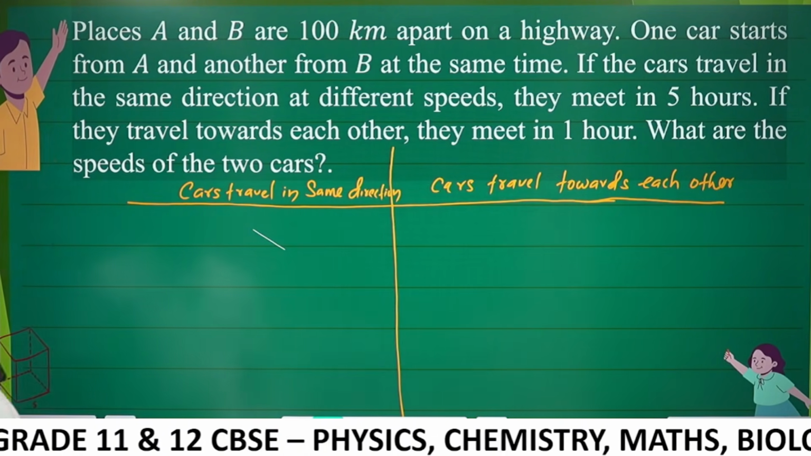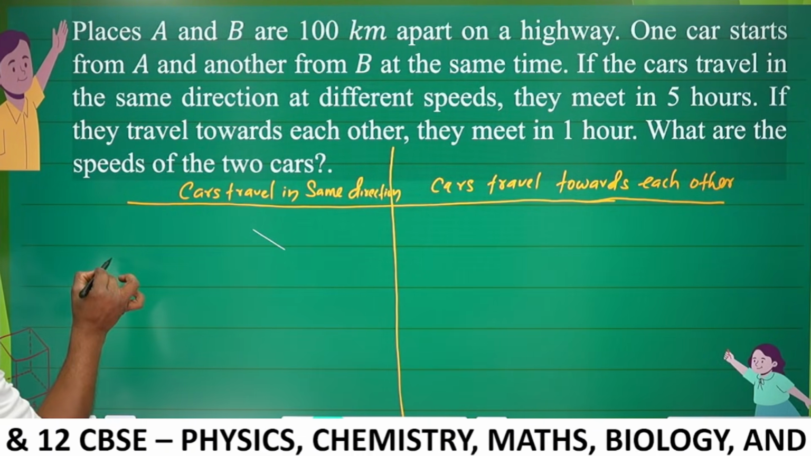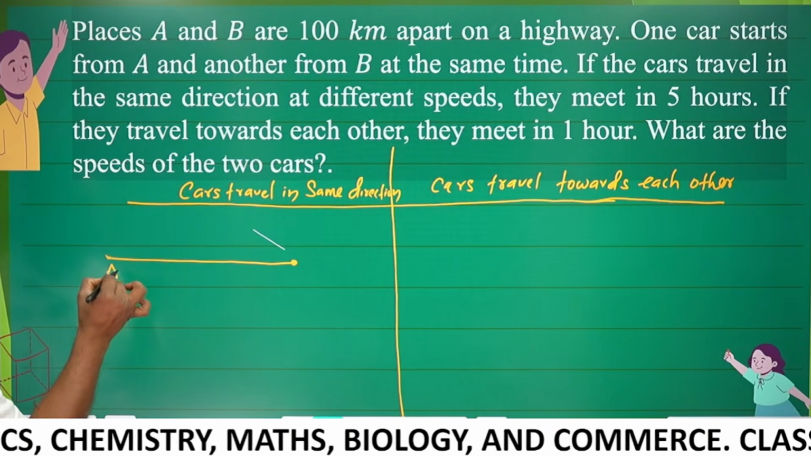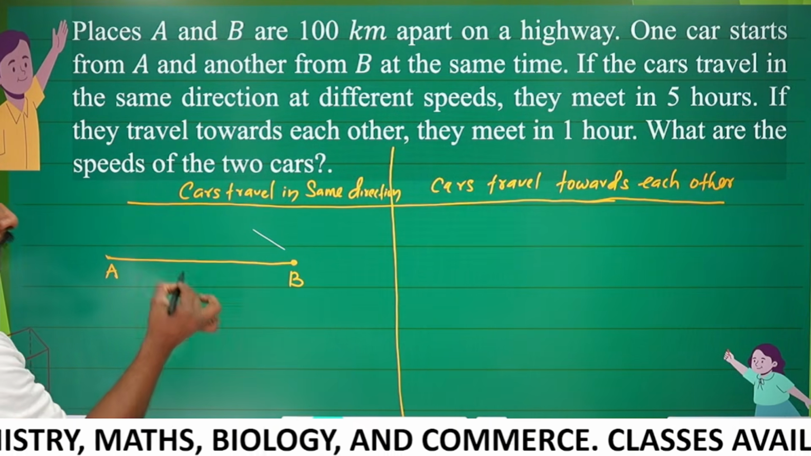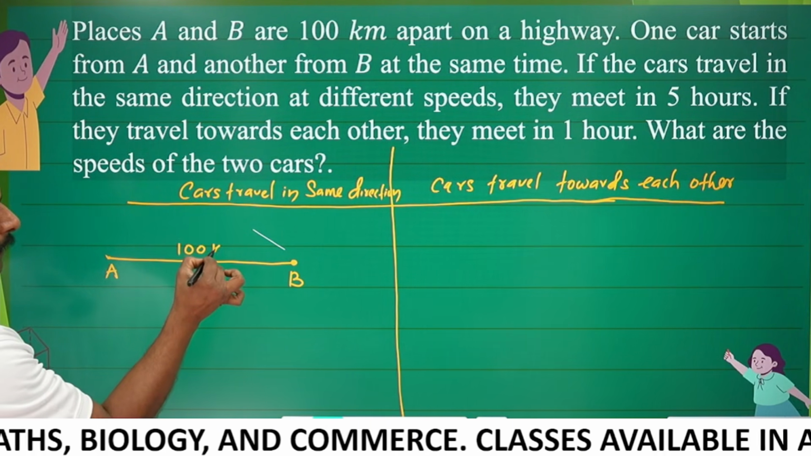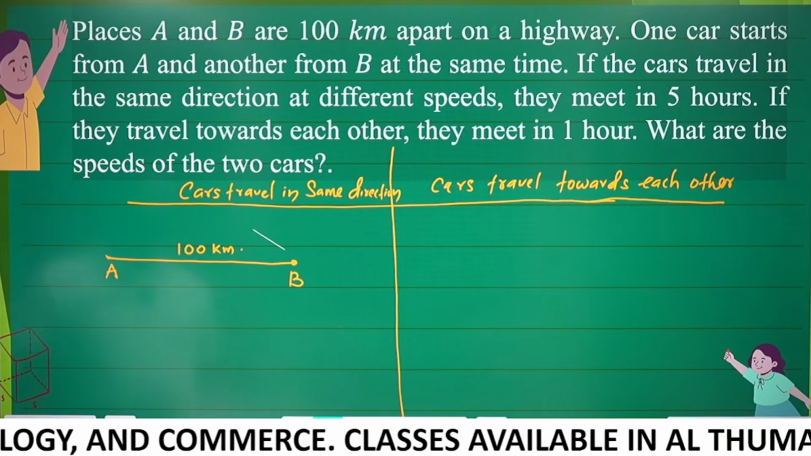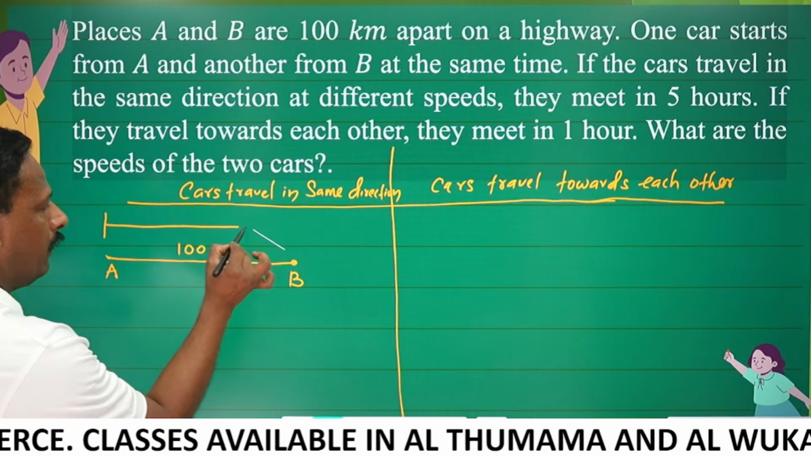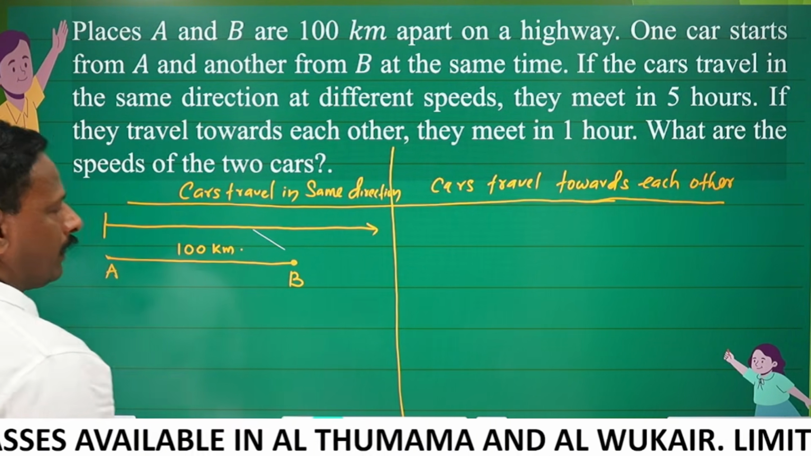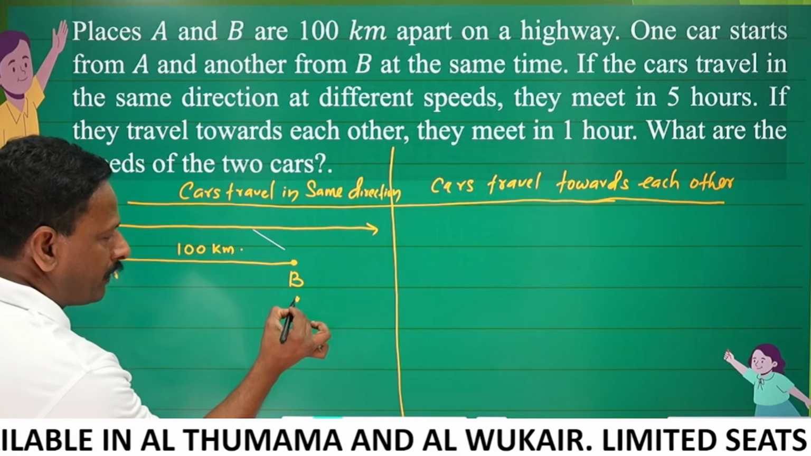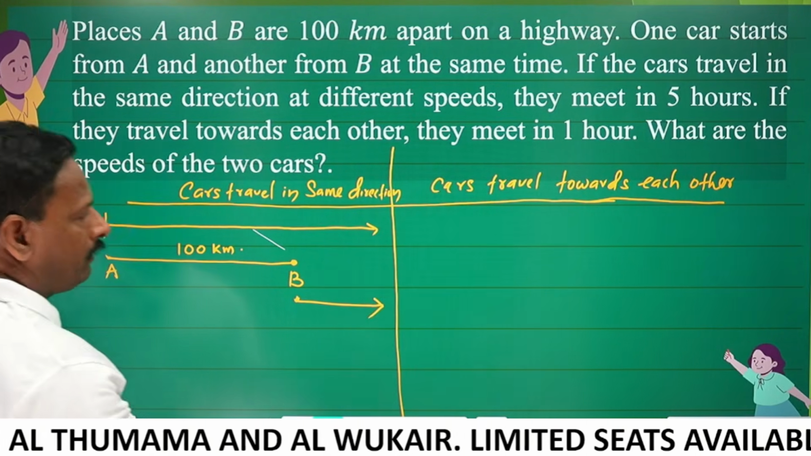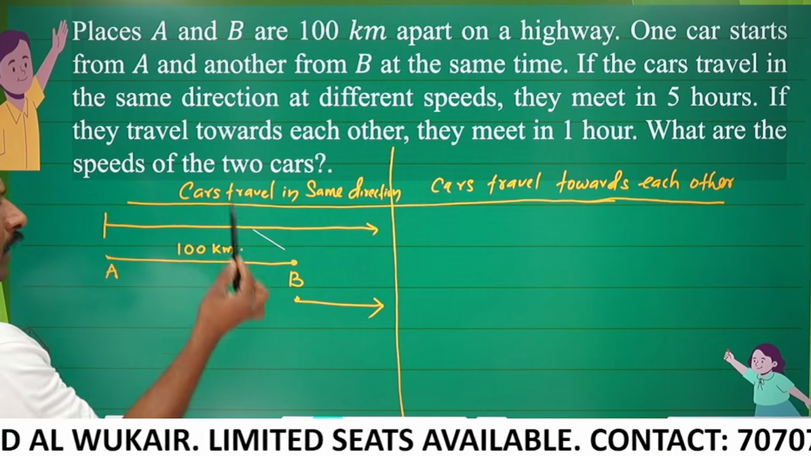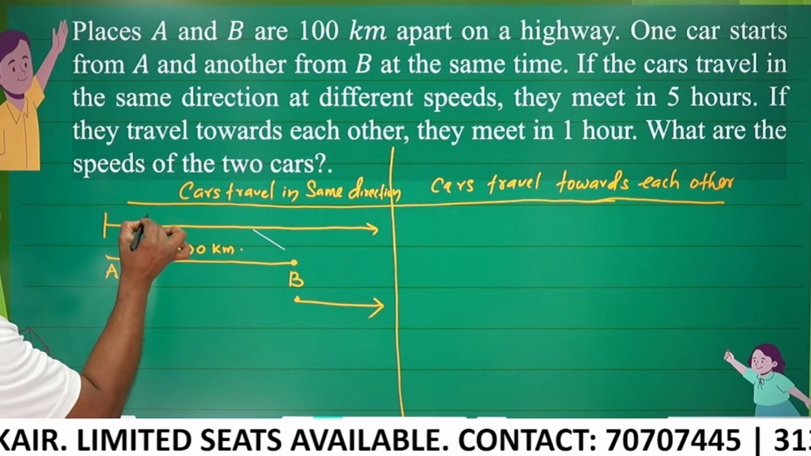Okay, so this question says that places A and B are 100 km apart. One car starts from A, and another car starts from B. What we have to find out is the speeds of the two cars. We don't know the speed of the car starting from A.